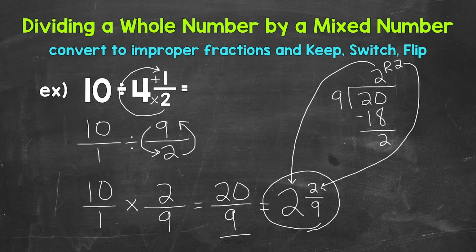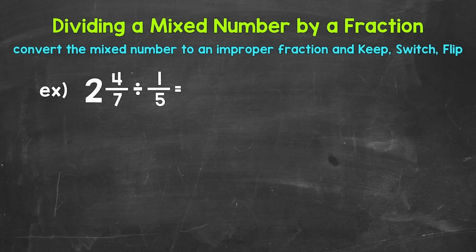Let's move on to dividing a mixed number by a fraction. Now let's take a look at dividing a mixed number by a fraction. Let's jump into our example where we have 2 and 4/7 divided by 1/5. Now the first thing that we need to do is convert the mixed number to an improper fraction. That way we just have a numerator and a denominator, and we can go through our dividing fractions steps.